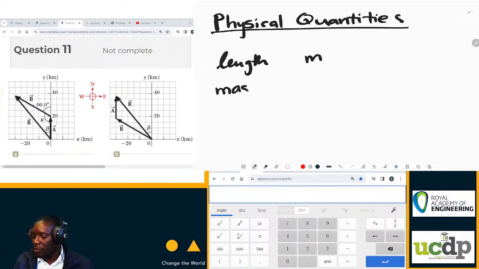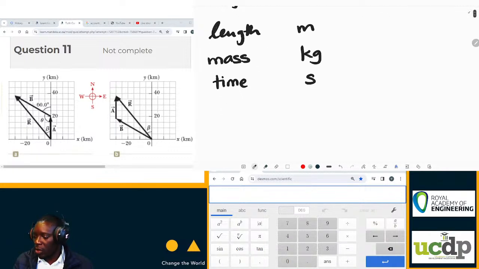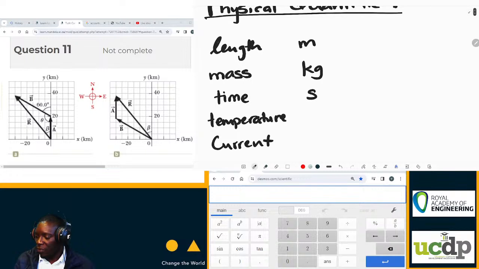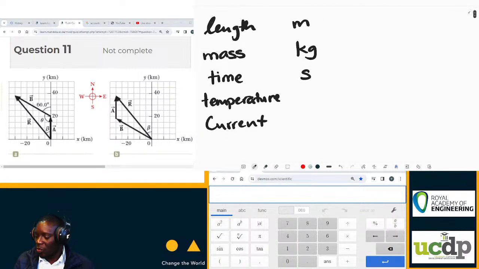We have mass, the amount of matter in an object, given in kgs. We have time, which we can measure in seconds. What else do we have? We can talk of the basic quantities, which would also have temperature. We can talk of current, electric current. So I have 5 so far, so 2 more are still missing. We can measure this one in kelvins, this one in amps.